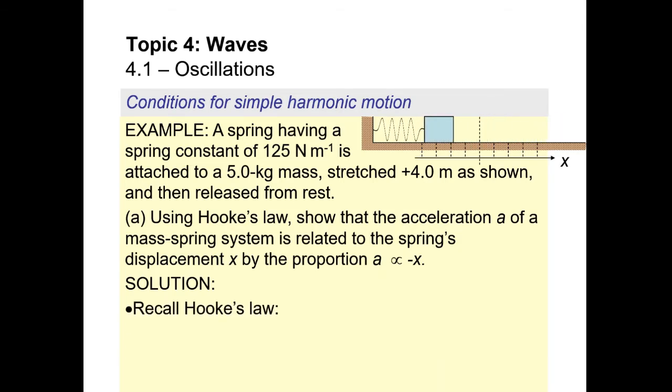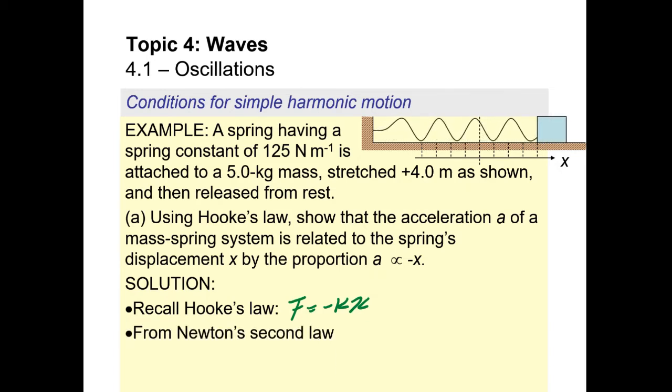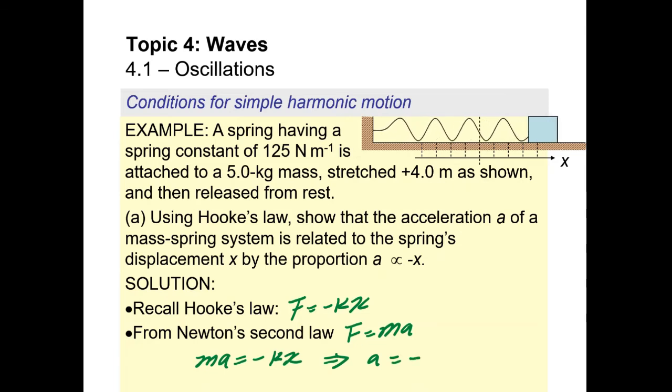So the net force equals F equals minus kx. The spring force and the displacement are in opposite directions. The minus sign indicates direction. And we also know from Newton's second law that F equals ma, and the only net force acting on it is the spring force. So we equate these two equations: ma equals minus kx, and a equals minus k over m times x.